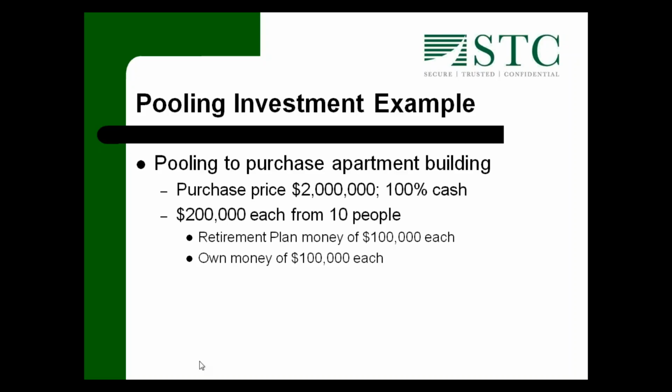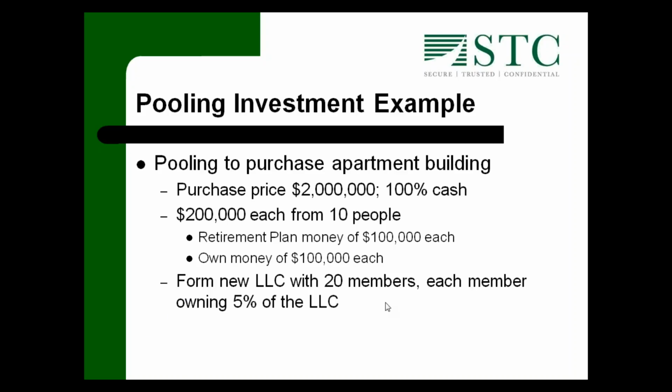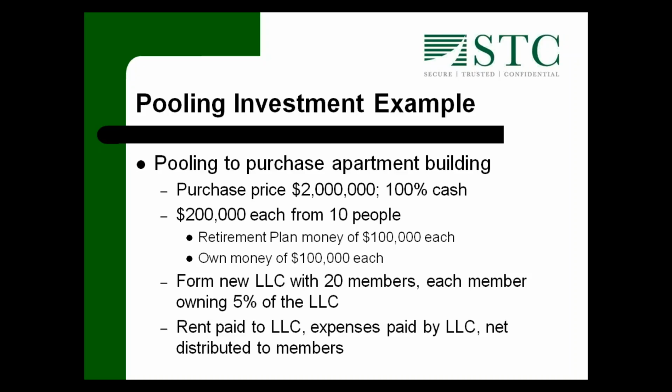But basically what we have are 20 members of a new LLC. They formed a new LLC with 20 members. There were 10 people who were members and 10 retirement accounts who were members. Each member, in this case, owned 5%. They all contributed an equal amount, $100,000. The rents from the apartment building were paid into this LLC. Expenses were paid by the LLC, and then the net income was distributed down to the 20 owners. 10 people, 10 retirement accounts. So that kind of a transaction can work. Again, if you have disqualified persons, they can do it at the inception of the transaction, but the ownership percentages can never change.